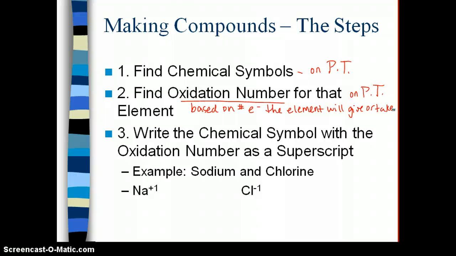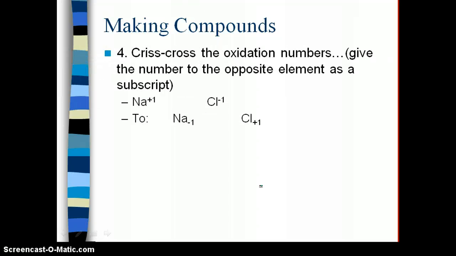Number 3, we're going to write the chemical symbol with the oxidation number as a superscript. As an example, that is down here: sodium +1, chlorine -1. And those you can get from the periodic table. So Na +1, Cl -1. Step 4 is called the crisscross method, and what we're going to do is give the number to the other element.